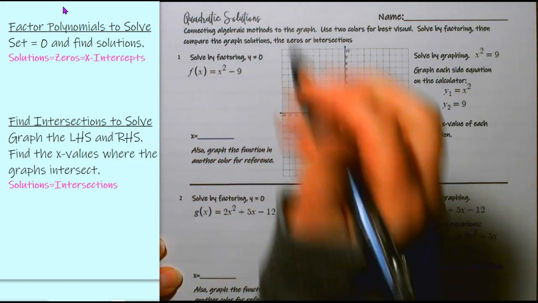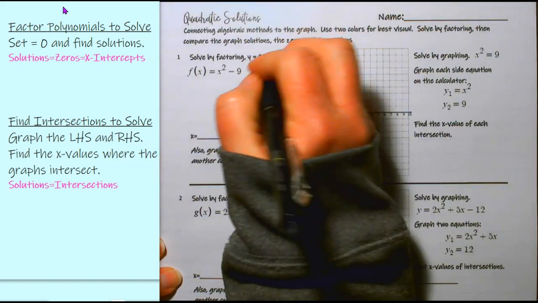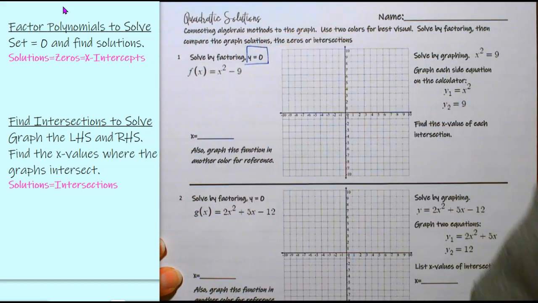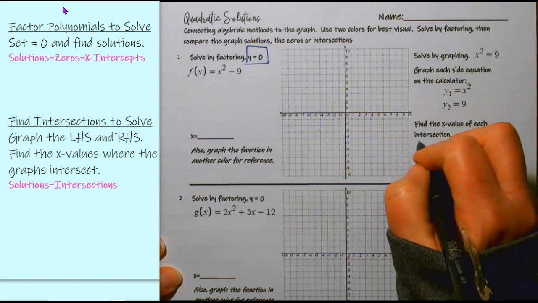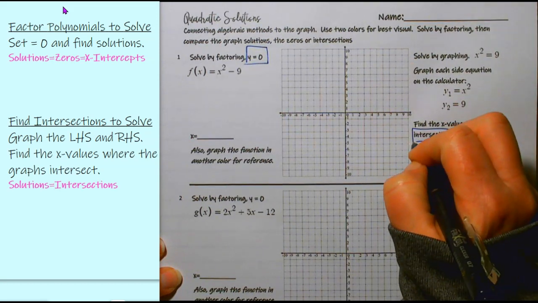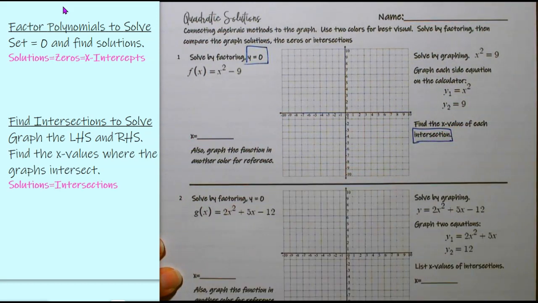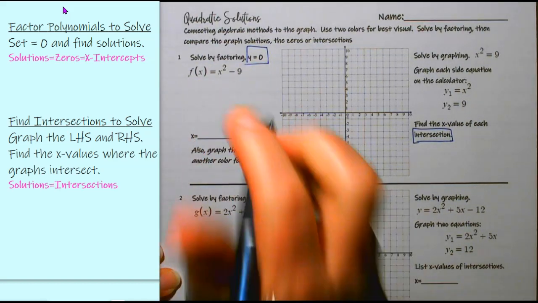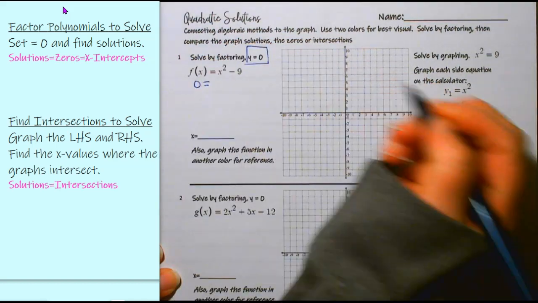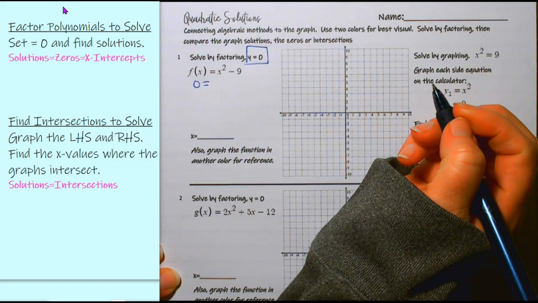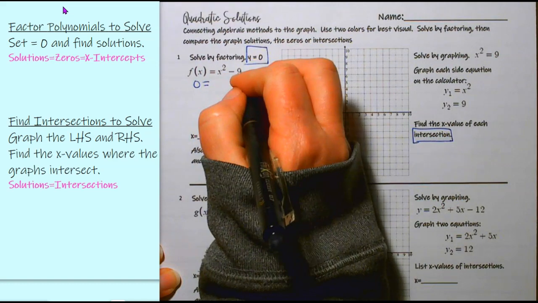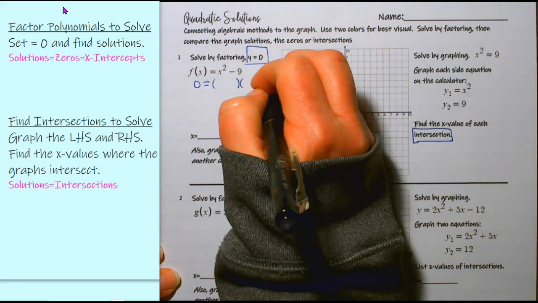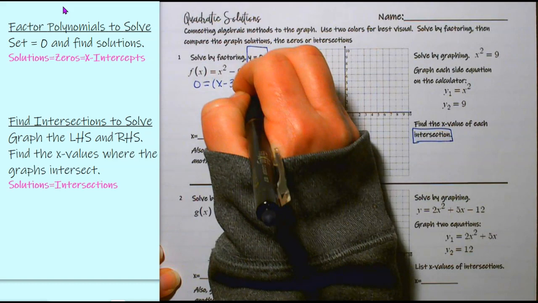So these are going to be what's called zeros because we're going to set it equal to 0. These are going to be intersections. And we're going to see what happens when we look at those different kinds of equations. Okay, so we have f of x equals x squared minus 9. We're going to set it equal to 0. We're going to factor this difference of perfect squares. They're the conjugates. It's going to be x minus 3 and x plus 3.